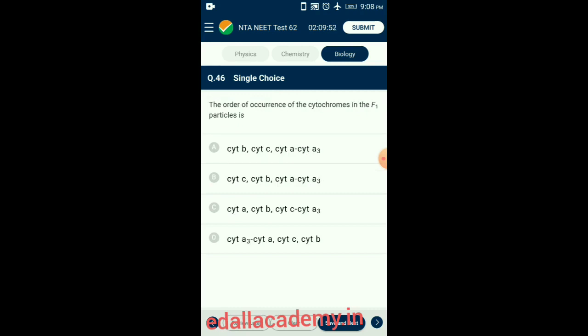Question number 46. The order of occurrence of the cytochromes in the F1 particle is... The order of occurrence of the cytochromes in the F1 particles present in the mitochondrial cristae is cytochrome b, cytochrome c, cytochrome a, cytochrome a3. They accept the electron and pass it on to the other cytochrome. Cytochrome a3 is an oxidoreductive cytochrome. So the answer is option A. Cytochrome b, cytochrome c, cytochrome a, cytochrome a3.